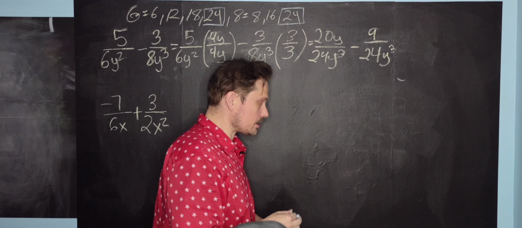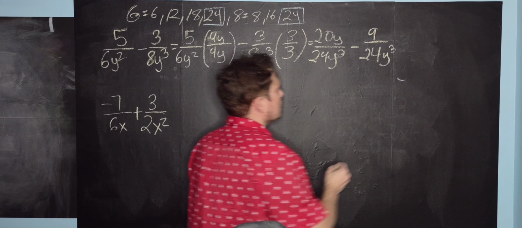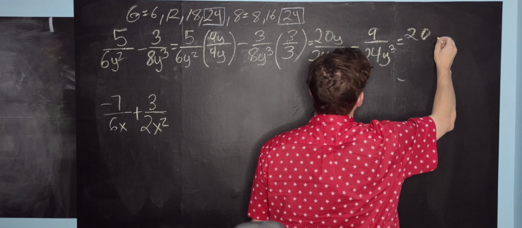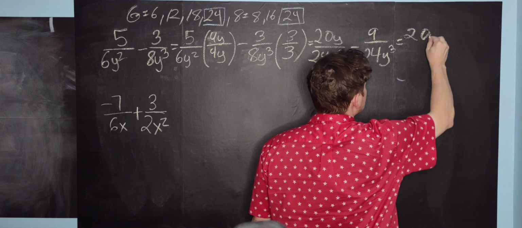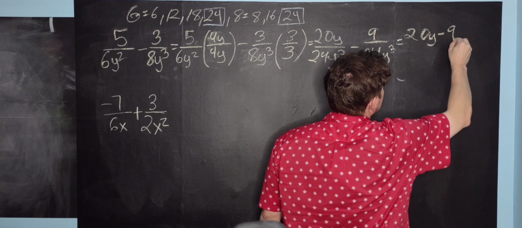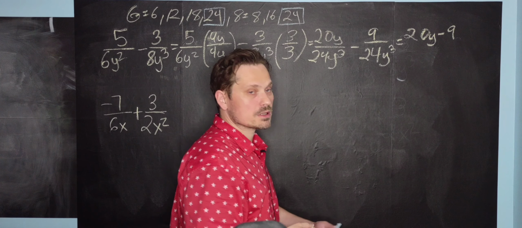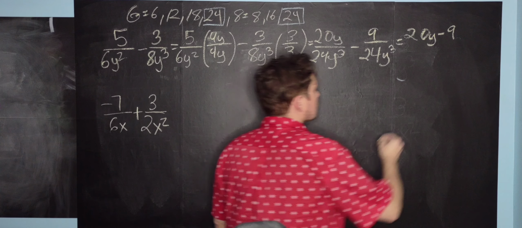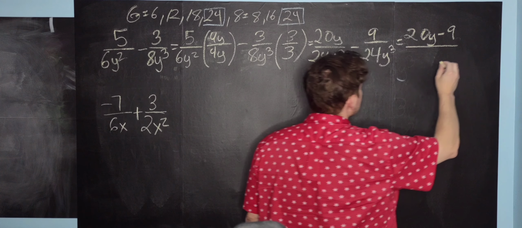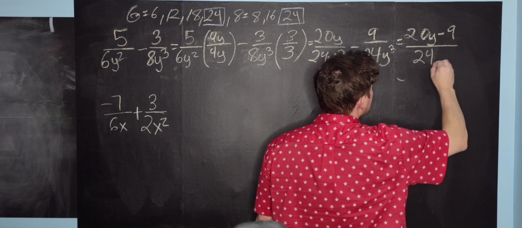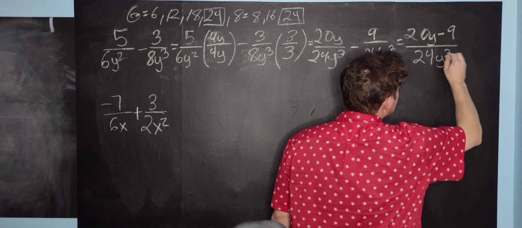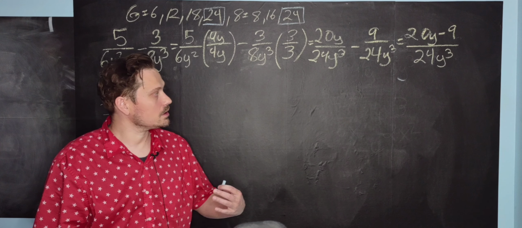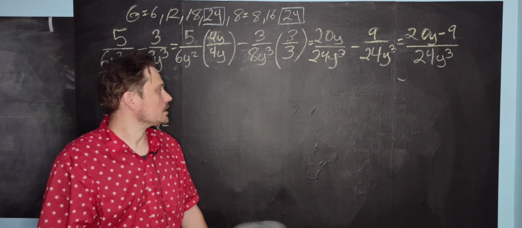So with that present, at the last stage we're going to work on that. So you're going to have 20y minus 9, and you have to leave that. There's nothing else you can do with 20y minus 9, because 20y and negative 9 are unlike terms. But in the bottom, you're going to have 24 and then y cubed. So it's 20y minus 9 over 24y cubed. You can leave it in that form.